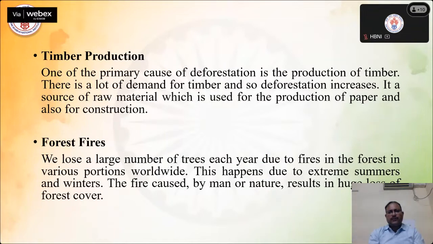Timber production and forest fire are also big contributors. Timber production: one of the primary causes of deforestation is the production of timber. Yes, we have laws and regulations, but still unauthorized timber production is going on. The government is not allowing too much cutting of forests.